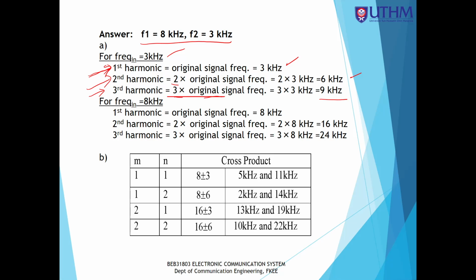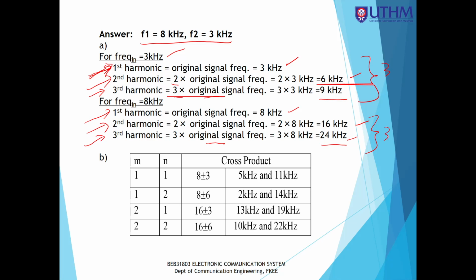Okay, so dapatlah up to 3 harmonics. Dalam case ini first harmonic adalah original frequency. Okay, and then for the 8 kHz, the first harmonic, which is the original frequency, is also equal to 8 kHz. Second order is located at 2 times original frequency, 2 times 8, so the answer is 16 kHz. And then the third order harmonic is located at 3 times original, 3 times 8, so the answer is 24 kHz. So here we're gonna get 3 harmonics.